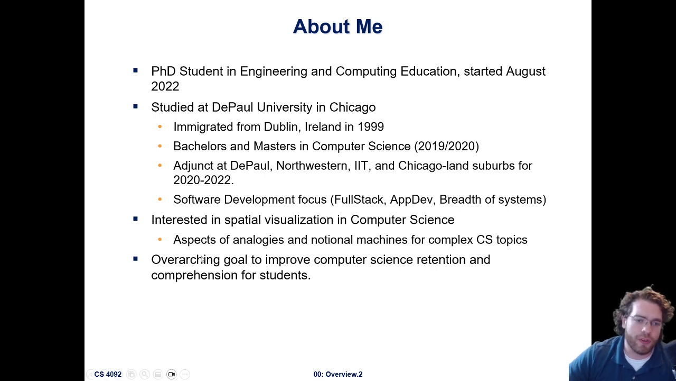But I'm interested in analogies and notional machines for these complex CS topics and how spatial visualization can help with it. And you'll notice as you go through this course, these systems have a lot of overlap with visualizing what's going on. That's useful as well for us to try to figure out what's going on.